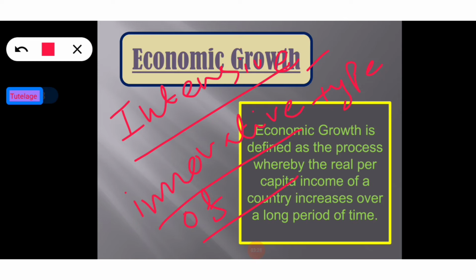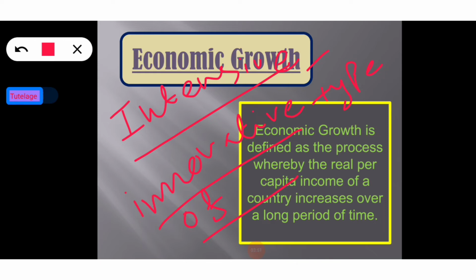Basically, economic growth generates more job opportunities. It helps to create employment generation, which is most crucial and most important in the developing countries. I think economic growth is clear to everyone.